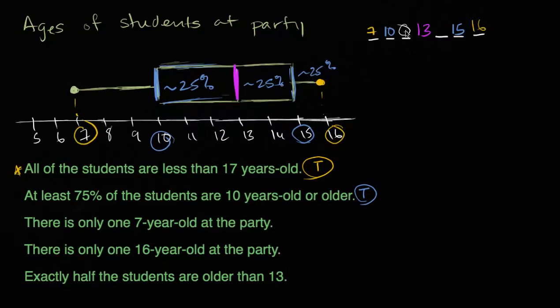It could be 10, it could be 11, it could be 12, it could be 13. It wouldn't change what these medians are. It wouldn't change this box and whiskers plot. Similarly, this could be 13, it could be 14, it could be 15. And so any of those values wouldn't change it. And so for 75% being 10 or older, well, in this case, 6 out of 7 are 10 years old or older.